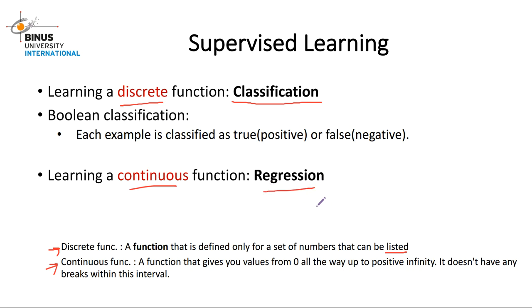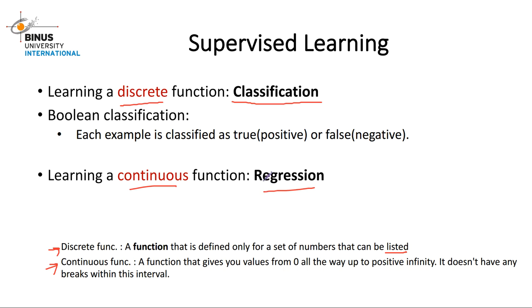Okay, if you heard about the classification problem, that must be a discrete function that they want to predict. And the other way around, if you heard about the regression problem, that means they want to predict the continuous functions.